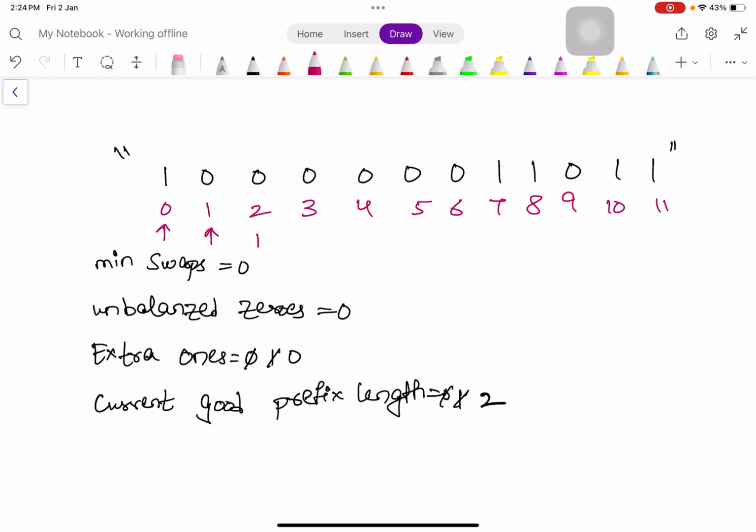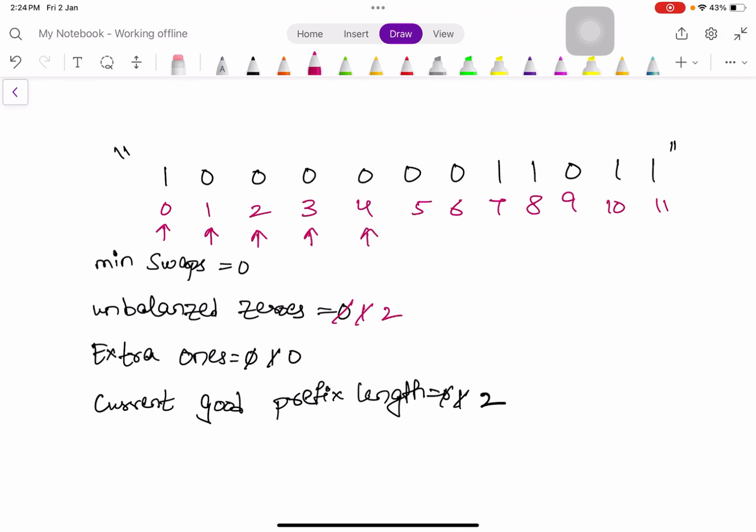Move forward, we are at index 2. At index 2 we have a 0. Can the 0 balance out an extra 1? No, extra ones are not there. So we'll simply remember that one unbalanced 0 is there with us. We'll move forward. At index 3 we have a 0. Again this is an unbalanced 0. So unbalanced 0 count increases.